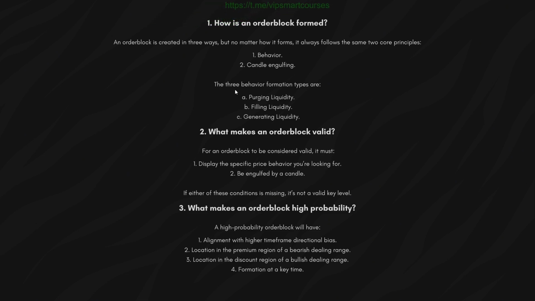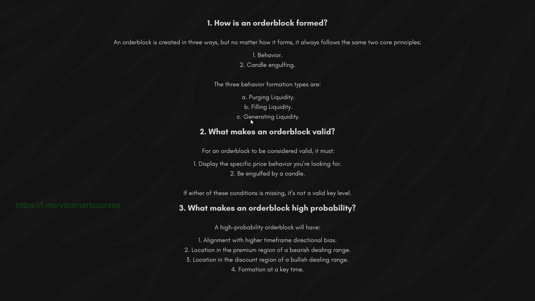Now, the behavior part itself comes in three forms. First of all, purging liquidity, or you could say a candle purging liquidity above a high or below a low. And when a candle shows that type of behavior, that could lead to that candle becoming a valid or proper order block. The second behavior that we have is filling liquidity. Filling liquidity basically means testing a key level. So when a candle or a group of candles tests a key level, then that is also one of the behaviors that could lead to their formation.